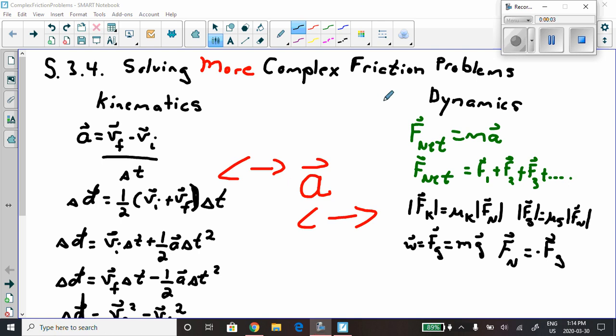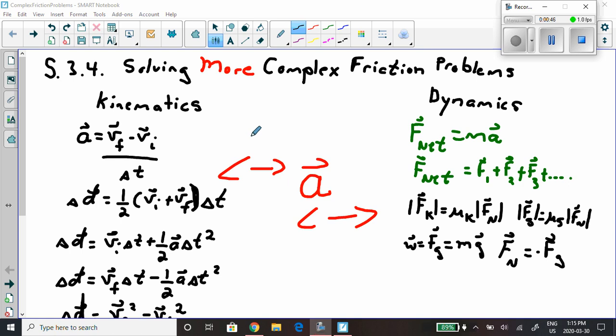Okay, kids, so what we're going to do today is continue on in section 3.4, and we're solving more complex friction problems. More complex friction problems are called that because they're actually a combination of looking at the world of dynamics, which is all about forces, the causes of motion, the causes of changes of motion, and kinematics, just the motion itself. It brings these two parts of our course together.